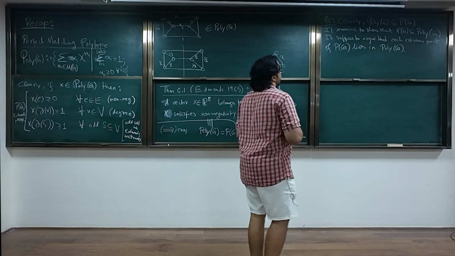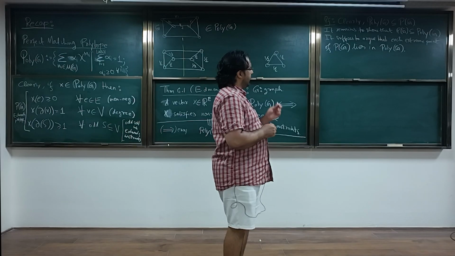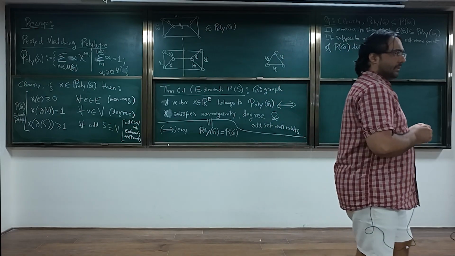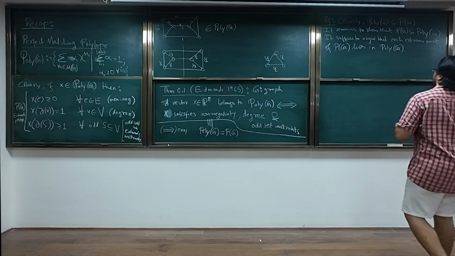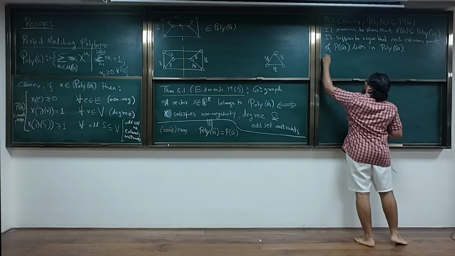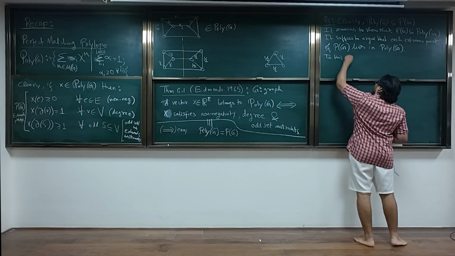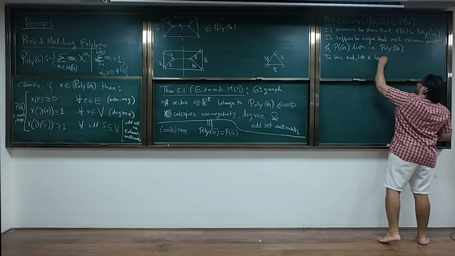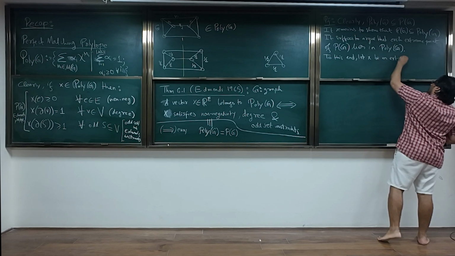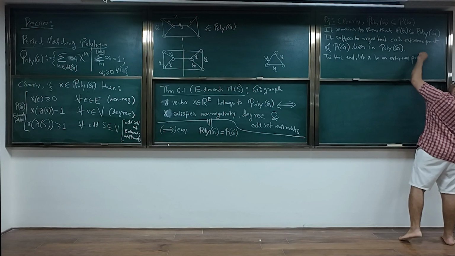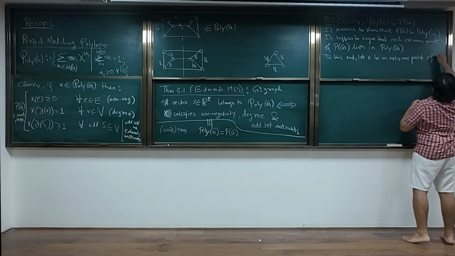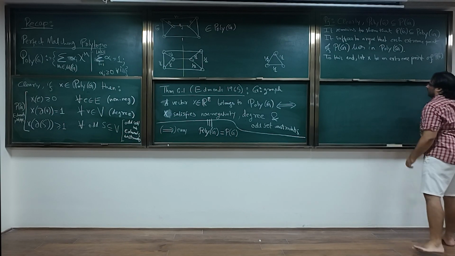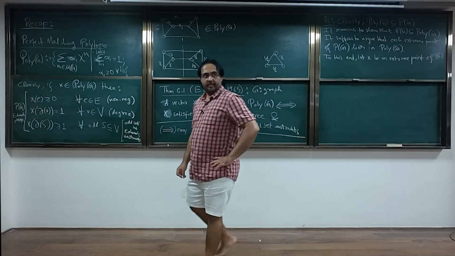So let's do this. Let's prove that the extreme points of Edmonds Polytope lie in the perfect matching polytope. To this end, let X be an extreme point of Edmonds Polytope.